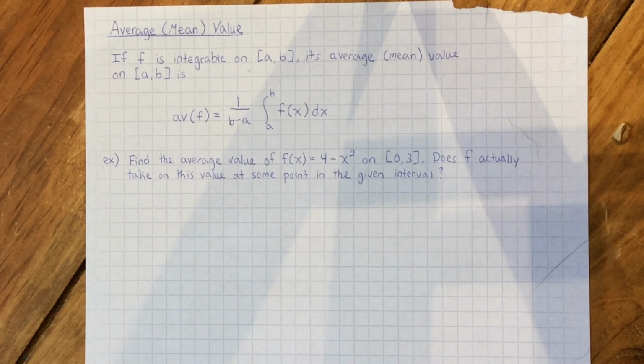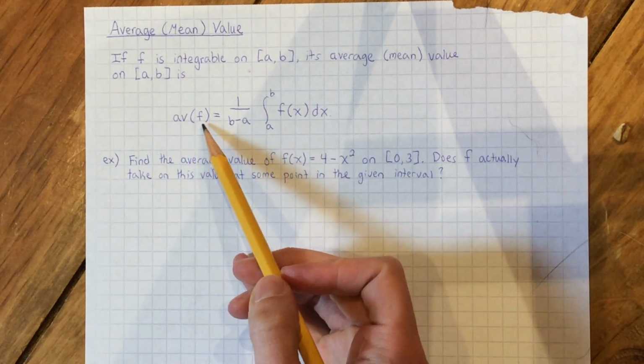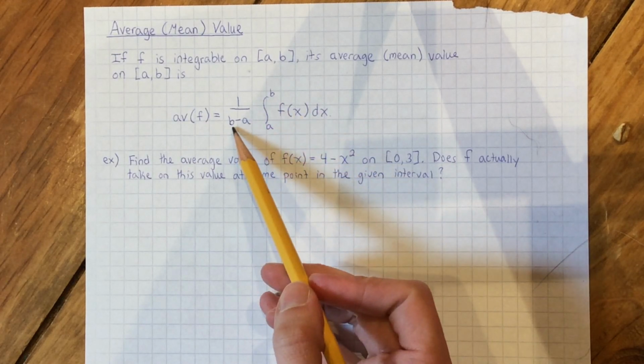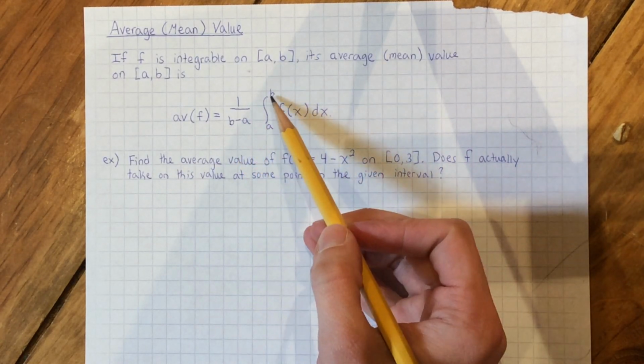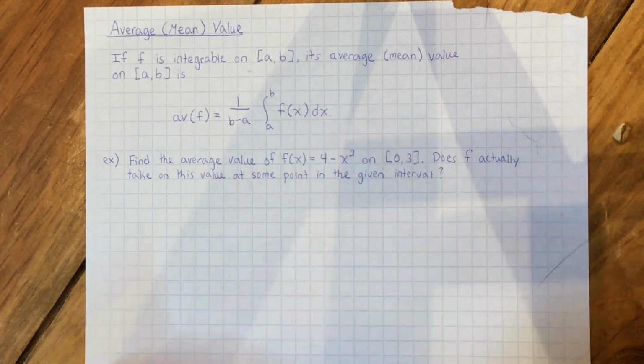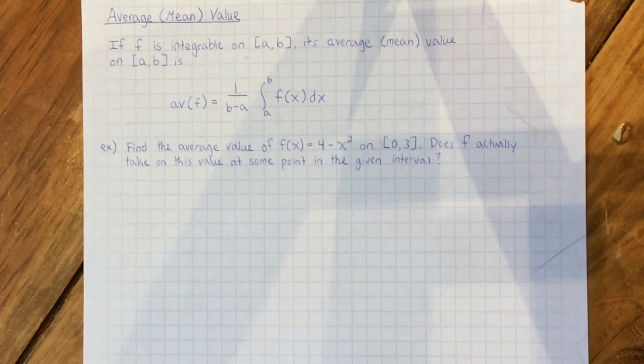If f is integrable on the closed interval a to b, its average or mean value on the closed interval a to b is this. The average of f is equal to 1 divided by b minus a times the integral from a to b of f of x dx. Let me show you an example.